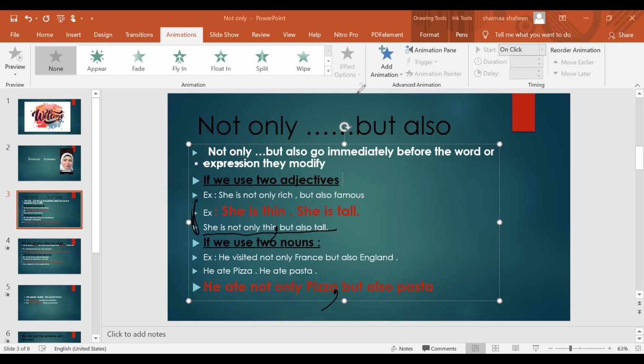After the verb. But what if I use not only before the verb? Is it an error? Can I say he not only ate pizza, but also pasta? Can I say this? Do you agree with Salma? Salma says no, and then she says yes.